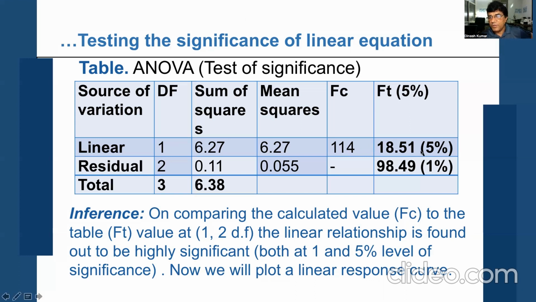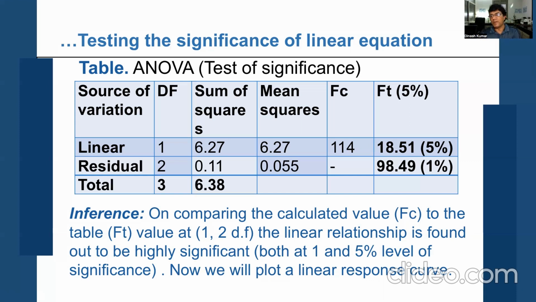So what is your judgment about it? Your F calculated is 114, and F table even at 1% is 98.49. What is your take? Sir, the equation is linear. Exactly, correct. On comparing the calculated value to the table value, the linear relationship is found to be highly significant because it is significant at 1% also.